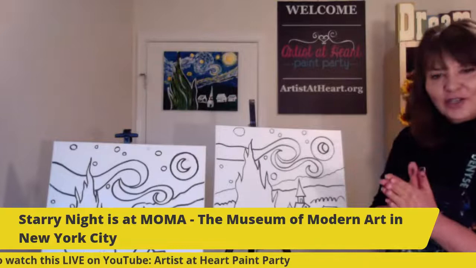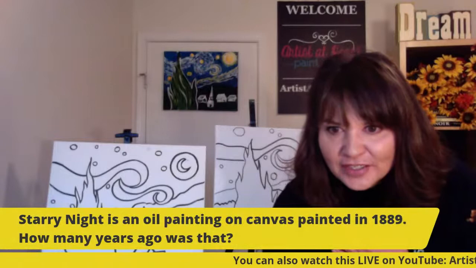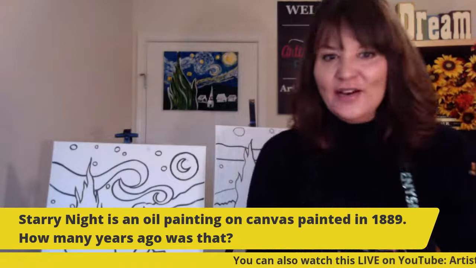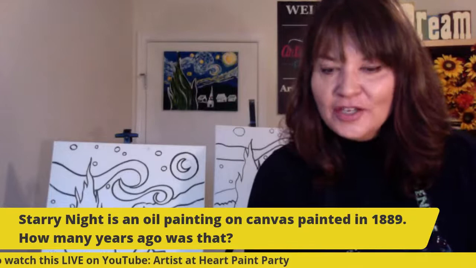All right, let's see what other information I want to give you guys. Oh, here's a quiz. Starry Night is an oil painting on canvas painted in 1889. How many years ago was that? Now I've got to see if I can find your comments. Hold on a sec. So how many years ago was it? You've got to figure it out on your own, and don't ask your parents.